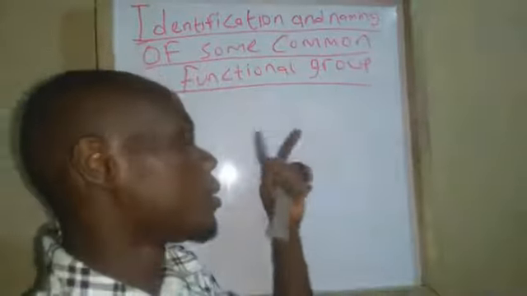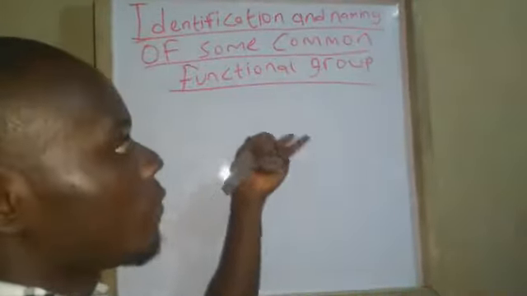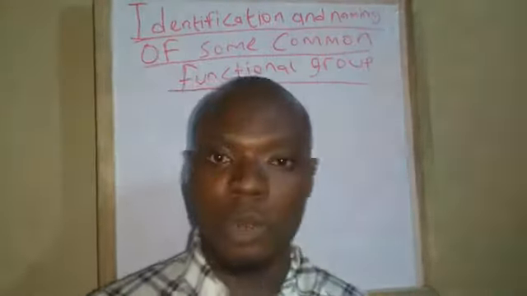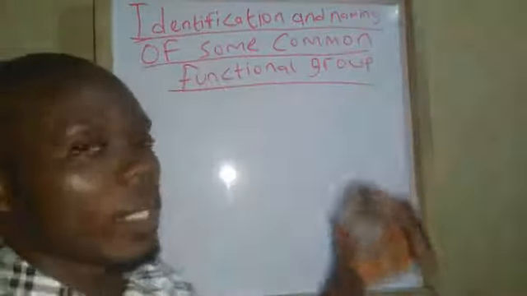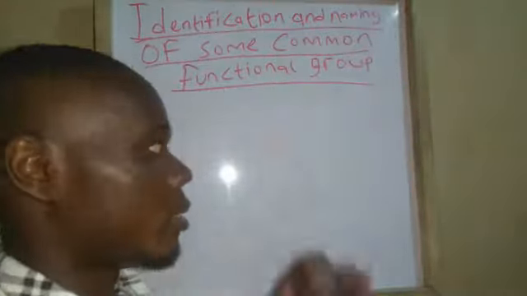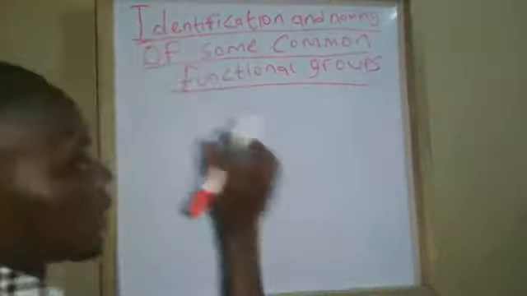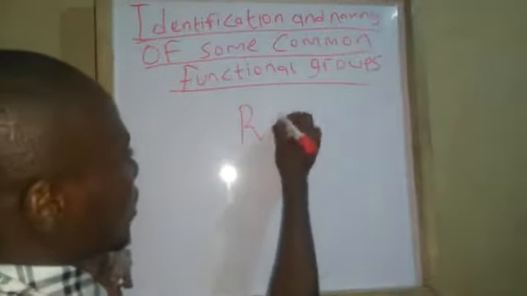So today, our discussion will be centered on identification and naming of some common functional groups in organic chemistry. I'll be giving the general formula and the principles for naming them. Let's start with the carboxylic acids. The carboxylic acids have the general formula RCOOH.